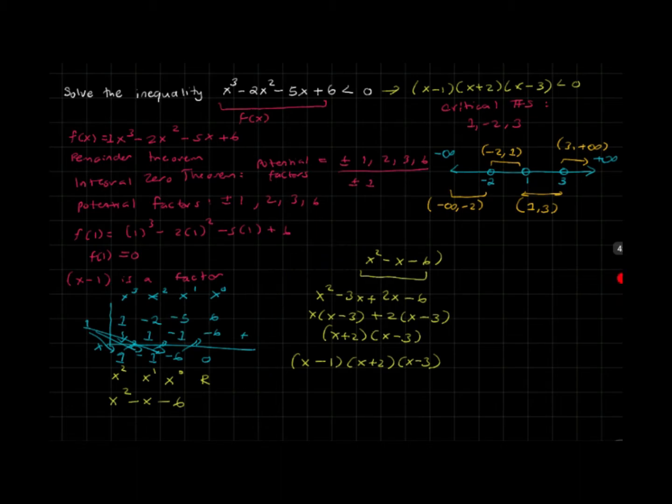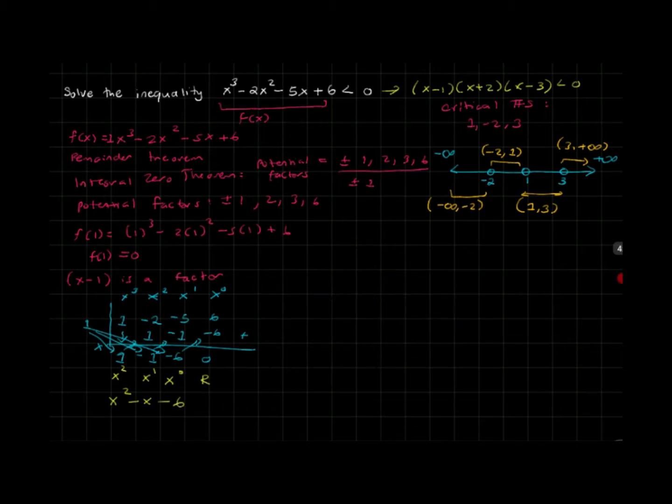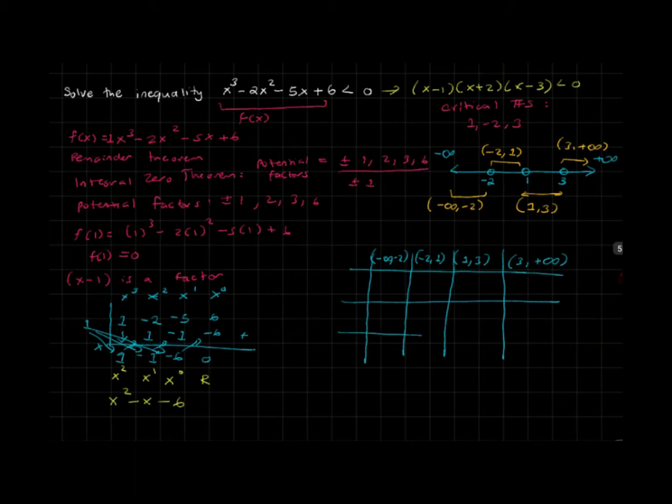So I'm just going to erase this to make some space. And for designing our interval table, what you want to do here is place your intervals on top. So this is basically negative infinity and negative 2, and it's good to order them from lowest to highest. Negative 2 and 1. Then you have 1 and 3, and you also have 3 and positive infinity. Then you want to include your factors in these rows. So your factors include x minus 1, x plus 2, and x minus 3.